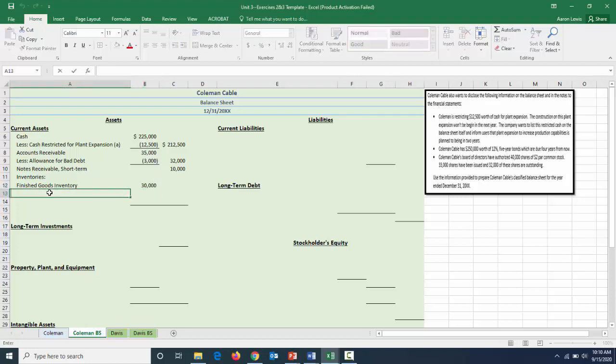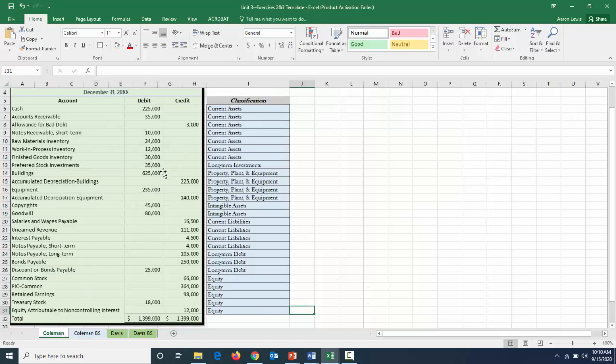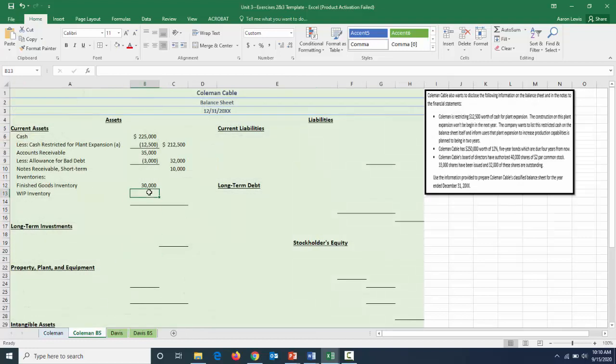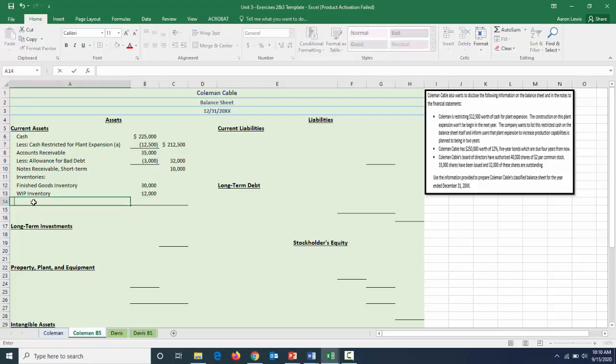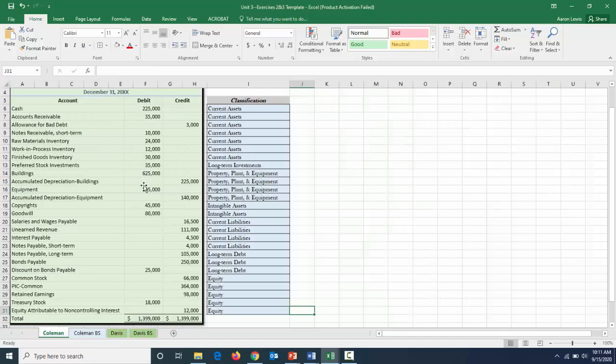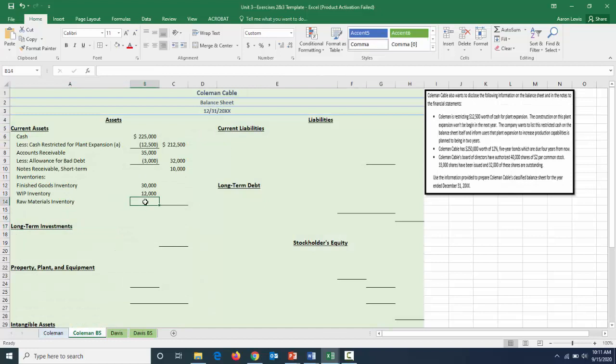After that, we have our second most sellable type of inventory, or at least closest to being sold, and that is our WIP inventory, our work in process. If we go to our sheet over here, we see that we have $12,000 in WIP. So let's throw that number in here. And then after that, we have our raw materials inventory. So we're going to list that as well. And our raw materials inventory, according to our adjusted trial balance, is going to be $24,000. So let's go and put that number in as well.